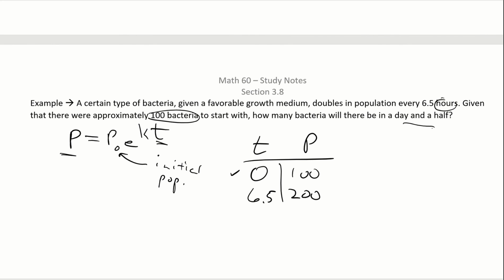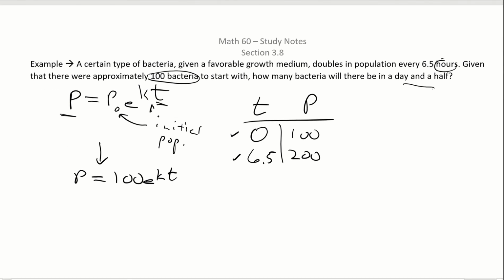Okay, so the first one is going to tell you your initial quantity. If you plug in a 0 for T right here, e to the 0 is 1, and so the population should be this coefficient, the initial population. So right away, since you're given the initial population, the function becomes P equals 100 initial bacteria times e to the kt. All right, now we use the second data point to find K.